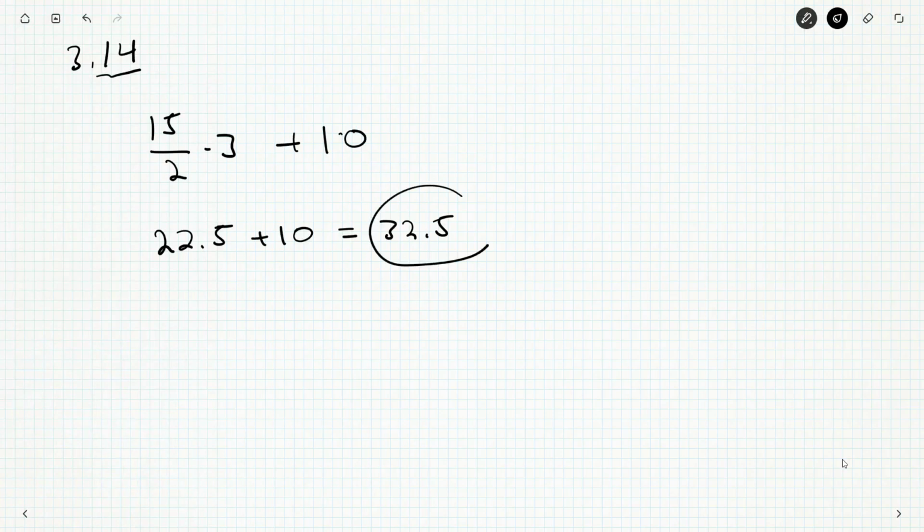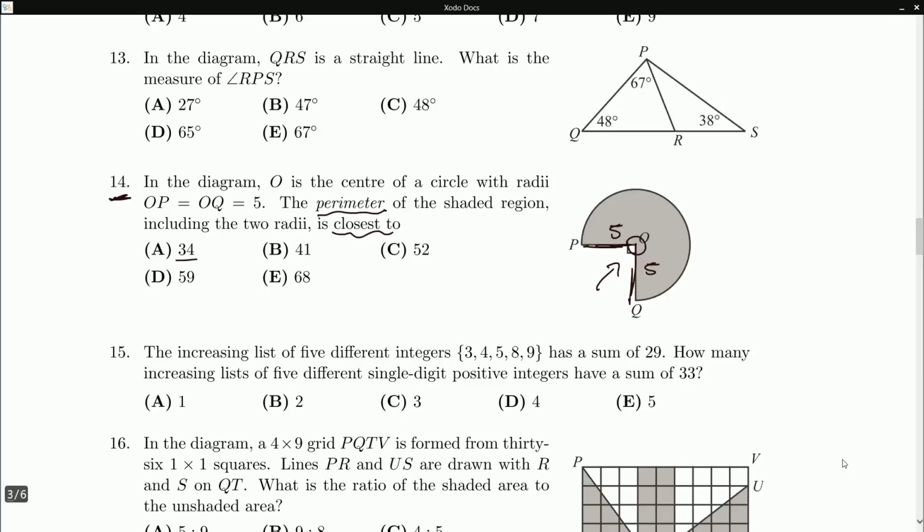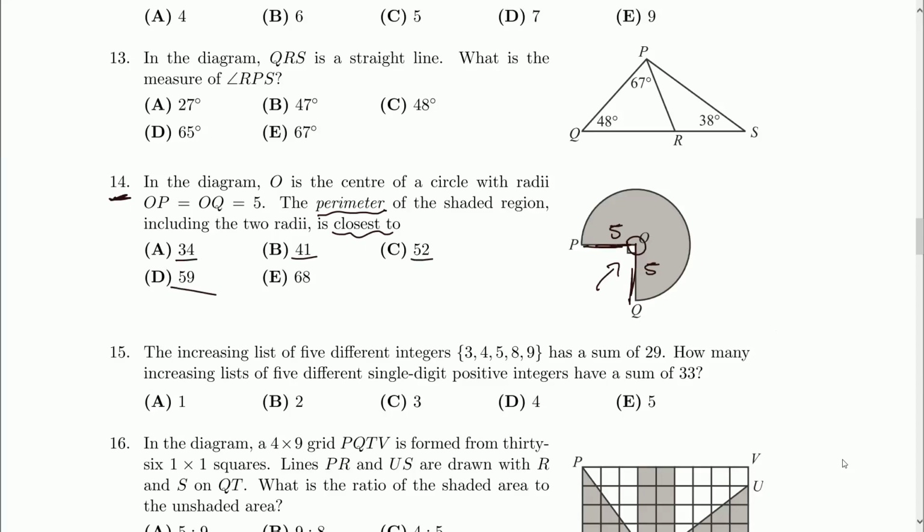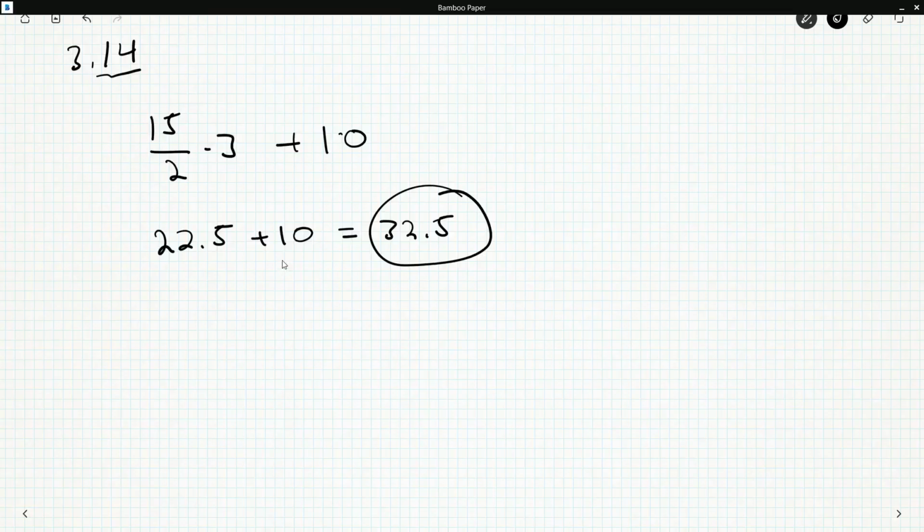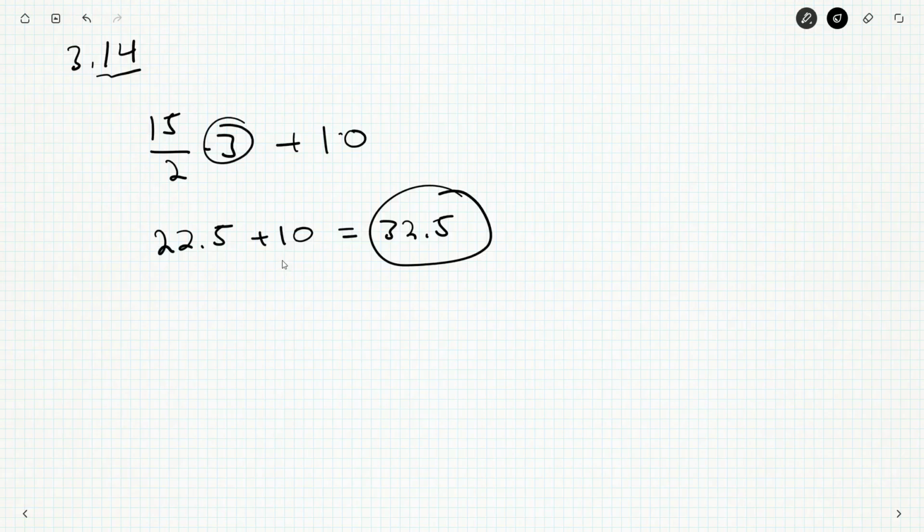But let's look at our answers and see if there's one that's really close to this. Because if we take a look, we got 34, 41, 52. All these are very, very spread out. And so my answer is going to be A, 34. You know, we were a little short, but that's because we didn't use the full pi. Now, if I grab my calculator here and actually perform the calculation, 15 divided by 2 times pi plus 10, I get 33.56, and that's even closer to 34. But we got the same answer either way.